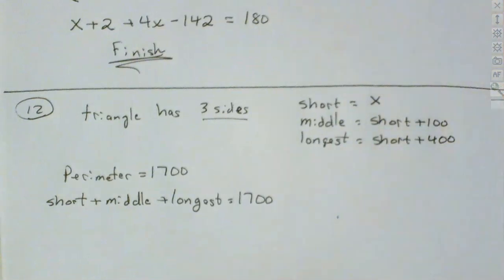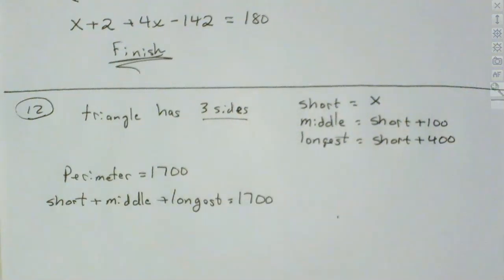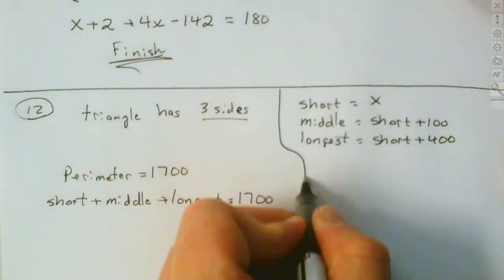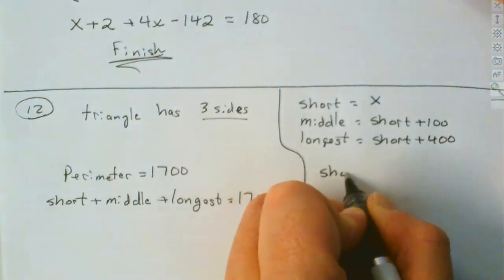So one's 100, one's 400 more. So the middle one's going to be the 100. The longest one's going to be the 400. The short side, I don't know what it is, so that gets the variable x. Now, what does it look like with the variables?